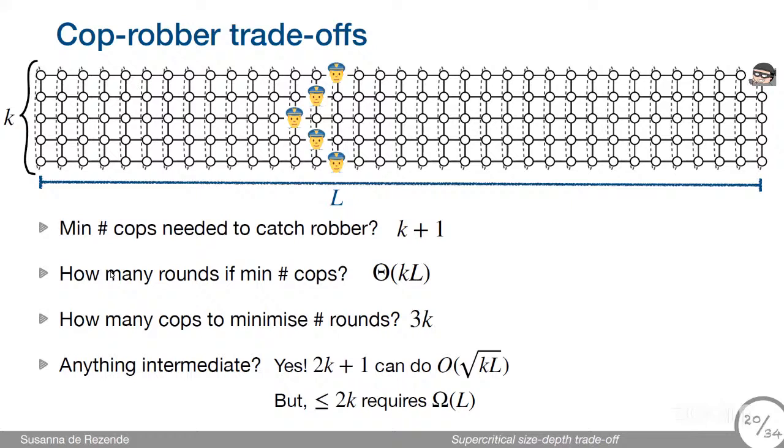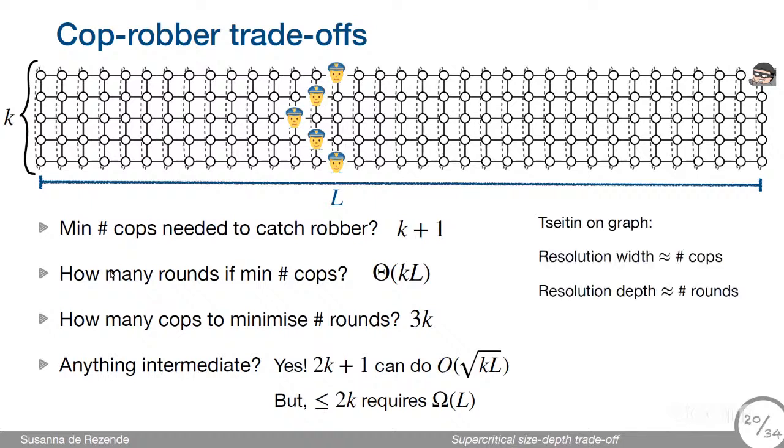Okay, so we can play this game. It's fun. But this actually relates to width and depth and resolution. So the number of cops is basically the resolution width of the SAT formula on this graph, and the number of rounds is resolution depth. Okay, so here we've just kind of argued.